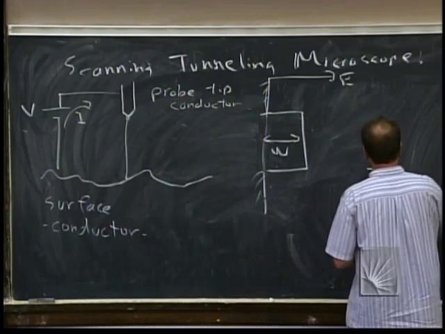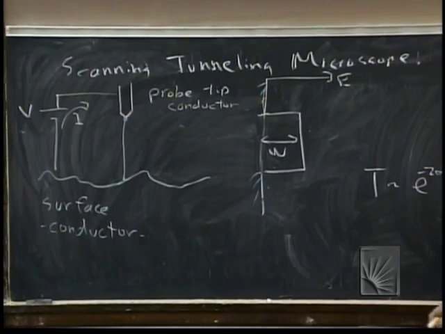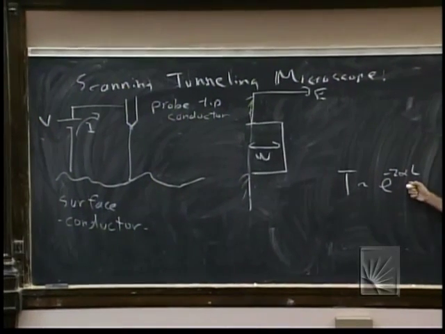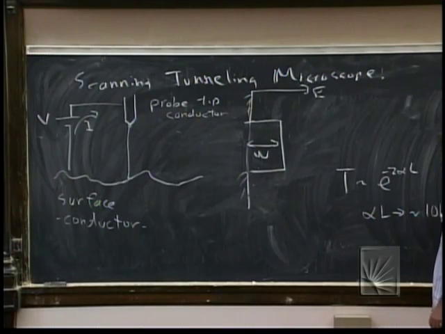And once again, the tunneling probability has a term like that, right? So it's an exponentially suppressed thing. And in these situations, alpha times L is on the order of 100. So this is e to the minus 200, which is essentially 10 to the minus 100.